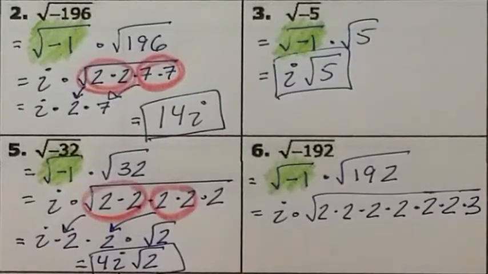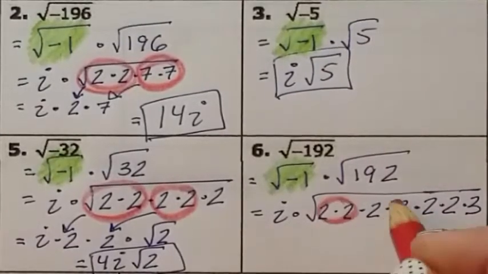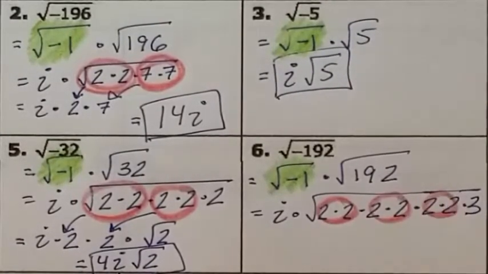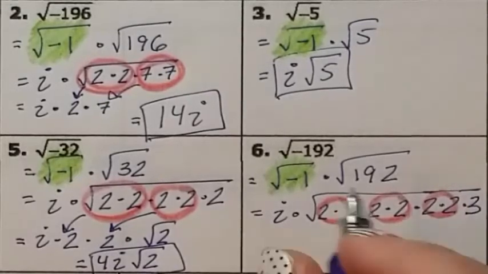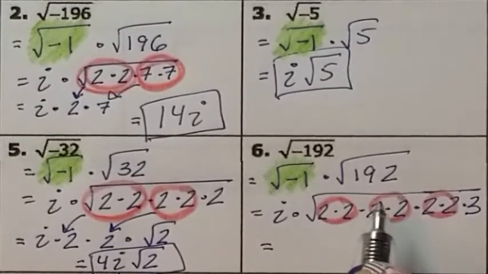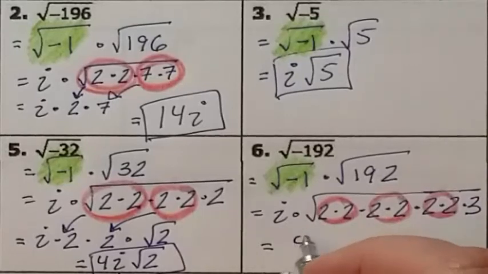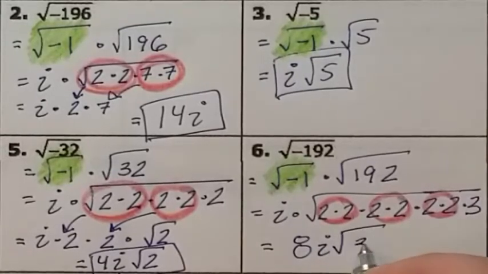If they pair up, they escape. So here's a pair of 2's, here's a pair of 2's, and here's a pair of 2's. That 3 did not pair, so he stays. So I have 2 times 2 times 2, so I have 8i times the square root of 3.